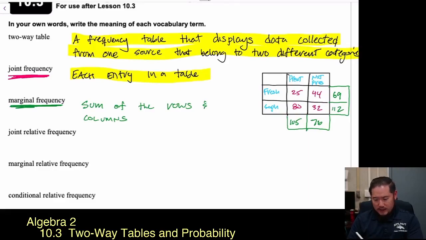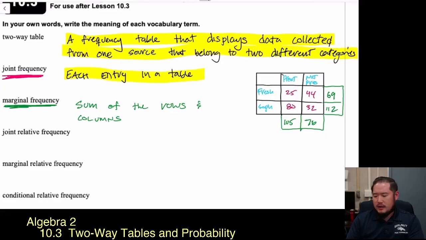The second one that I have underlined in green, and I put the data there in green, would be the sum of the rows and columns. If you take a look under freshman, I've got 22 plus 44, and that's equal to 69. And then 80 plus 32 is equal to 112. So those are your totals or the sum of each. We'll do it for the columns and for the rows.